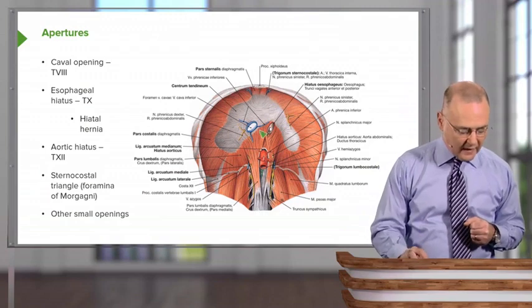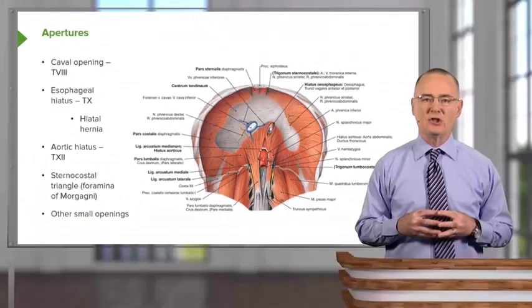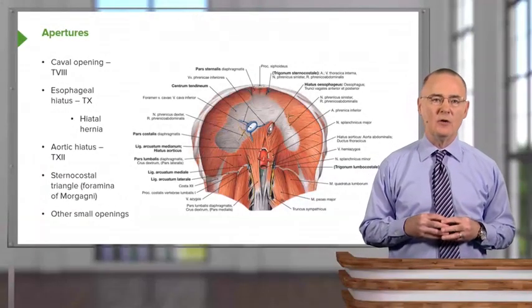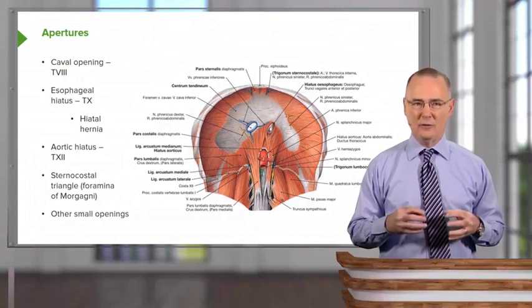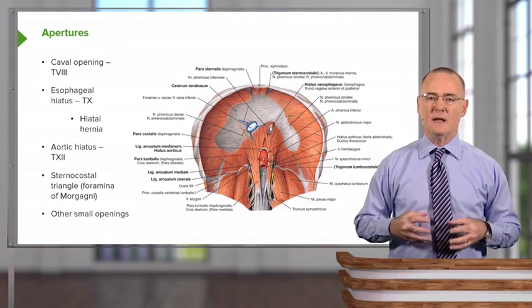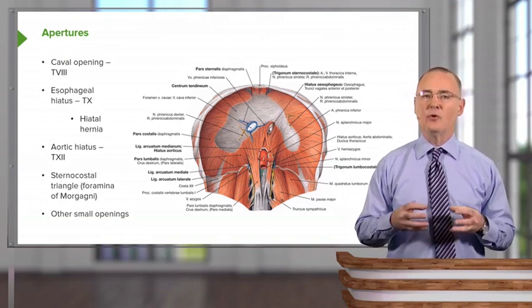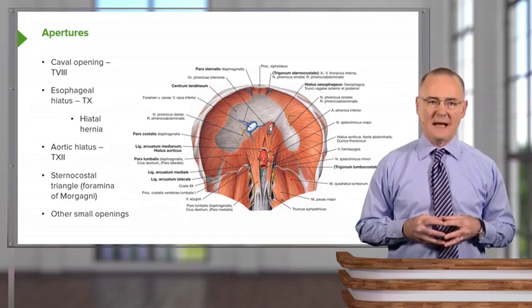We also have, in this location, an opening for the esophagus, passing from the thoracic cavity into the abdominal cavity. This opening within the diaphragm is referred to as the esophageal hiatus. The vertebral relationship of this hiatus is at vertebral level T10. In some situations, there can be a hiatal hernia, so there's a weakening within this hiatus, and as a result, the stomach can herniate through the hiatus, and a portion of it would then occupy the thoracic cavity.